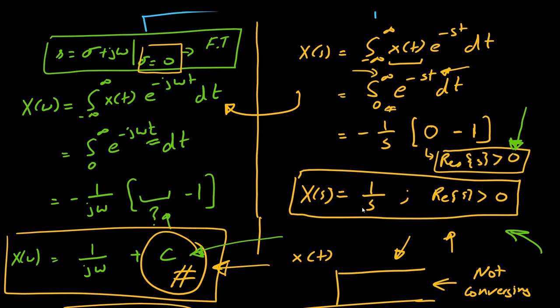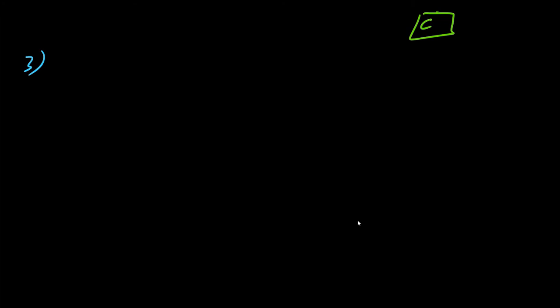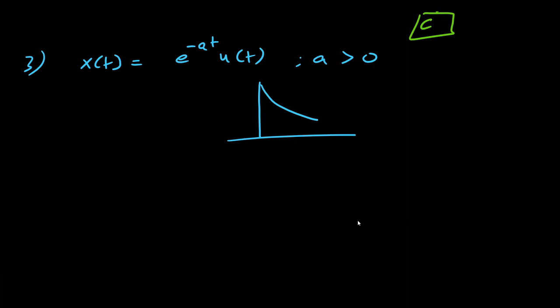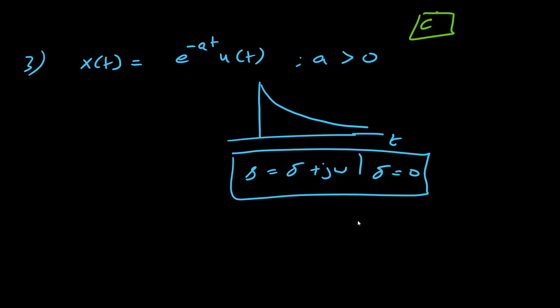Now in a third example, we have a signal x of t which is e to the power minus at u of t, and a is greater than 0. So this means that we have a signal which is converging as the time tends to infinity. Since it follows the Dirichlet conditions, we can easily move from the Laplace domain to the Fourier domain by setting sigma equal to 0.